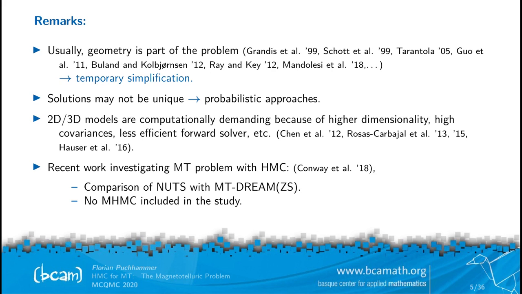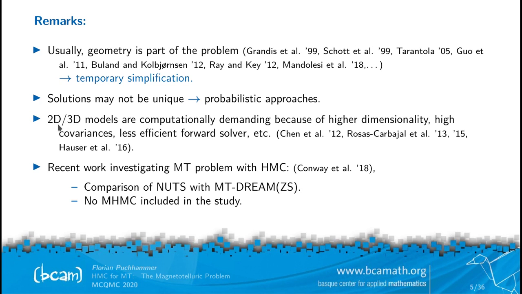Just some preliminary remarks. So usually the geometry is also part of the problem. So there are a huge deal of papers dealing with that under different assumptions and what is better and so on and so forth. So for now, it just shows to be a temporary simplification that we consider the geometry given, but at the end of the day, we need to do that too, of course. In this inverse problem, the solutions may not be unique and sometimes they aren't, so a probabilistic approach is probably a wise idea.